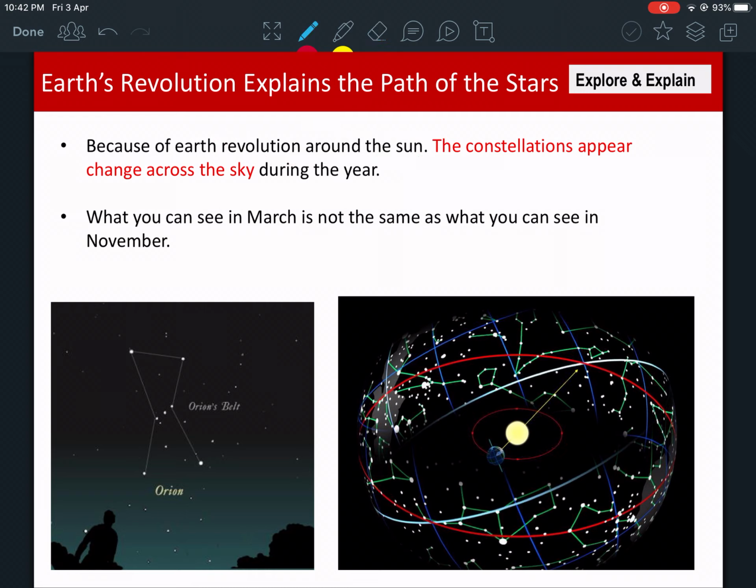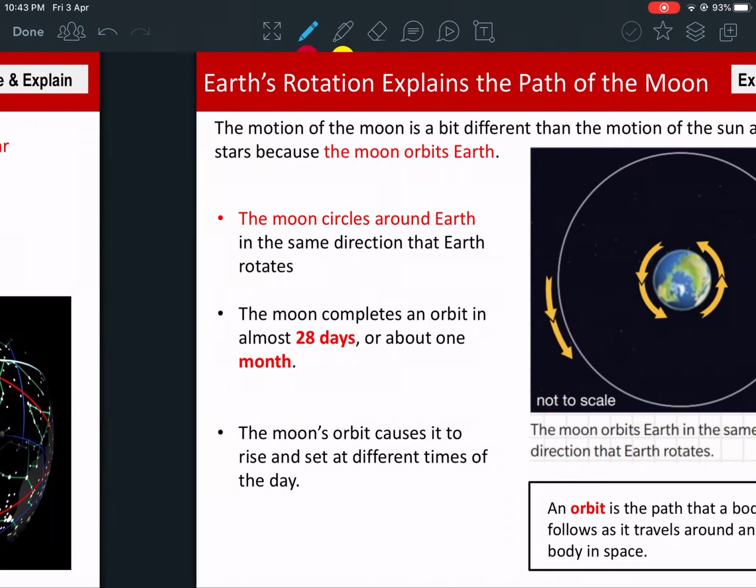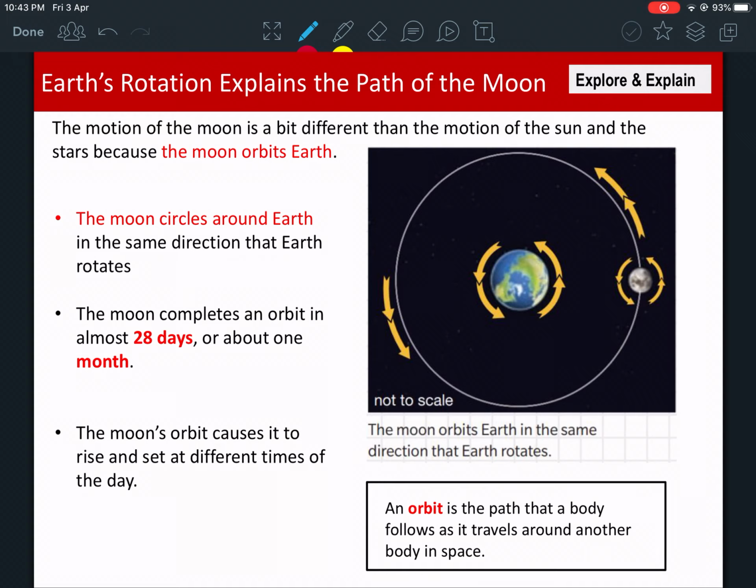Okay, so let's say here this guy sees Orion's belt. This is a constellation called Orion's belt. So he's sitting here, he sees it at night here. I don't know if we can see it here, I think maybe this is it, I don't know where it is. So if the Earth is here, we see this. If the Earth moves here, we see that. So it differs. It's not the same. What you can see in March is not the same as what you can see in November.